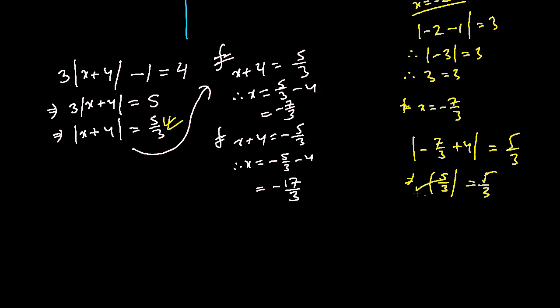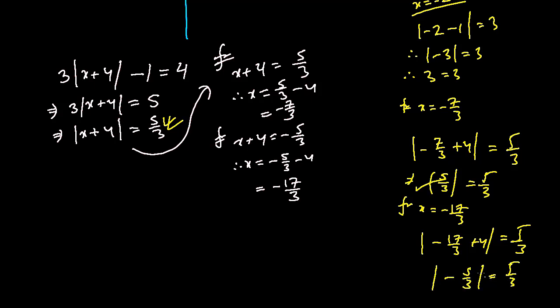This is true. Now for x equals minus 17 by 3, we know that minus 17 by 3 plus 4, and this turns out to be 12 minus 17, which is minus 5 by 3. So the absolute value of minus 5 by 3 equals 5 by 3. Yes, this is also true because the absolute value of minus 5 by 3 is 5 by 3. So both the solutions are true. Now let's do another one.